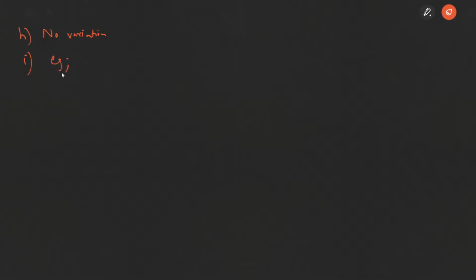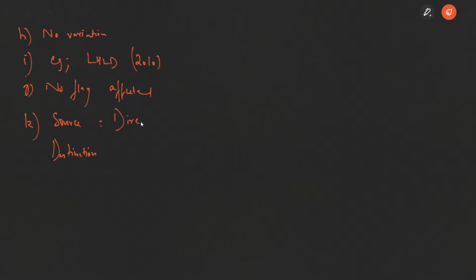Example is LHLD 2010H. No flag affected. What will be the source and destination? The source is the memory location whose address has been given to us directly, so it is direct addressing mode. And what is the destination? It's the HL register pair. H and L are internal registers meant within the instruction itself, so it's implied addressing mode. Then you have the micro RTL. Write the opcode fetch machine cycle first of all, same.